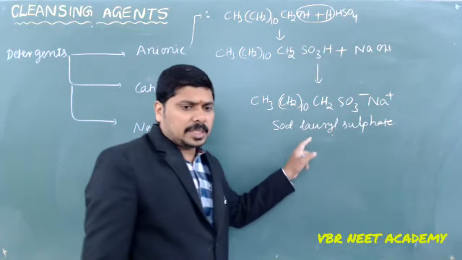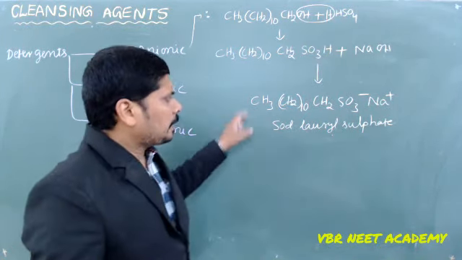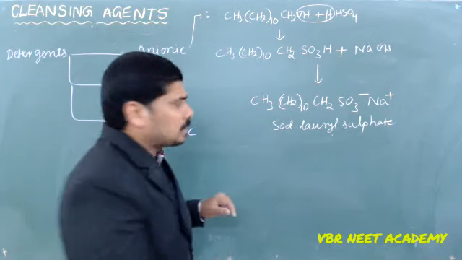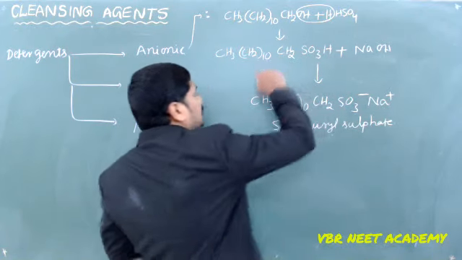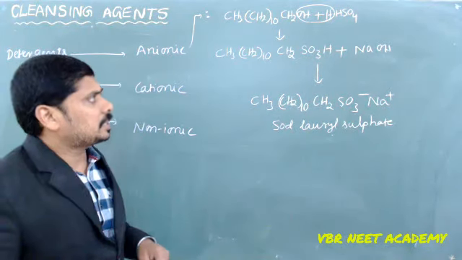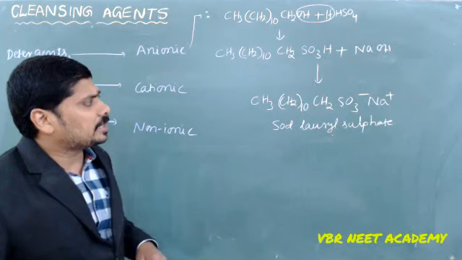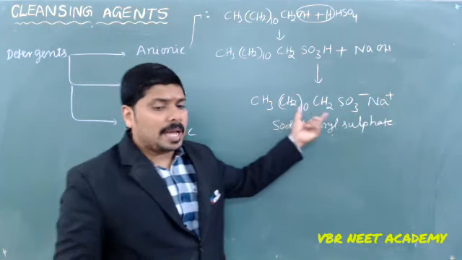So this detergent is going to be making the particular cleansing action. This negatively charged ion is going to be present, that is called an anionic detergent. It is going to be called an anionic detergent because it is going to have an anionic part.